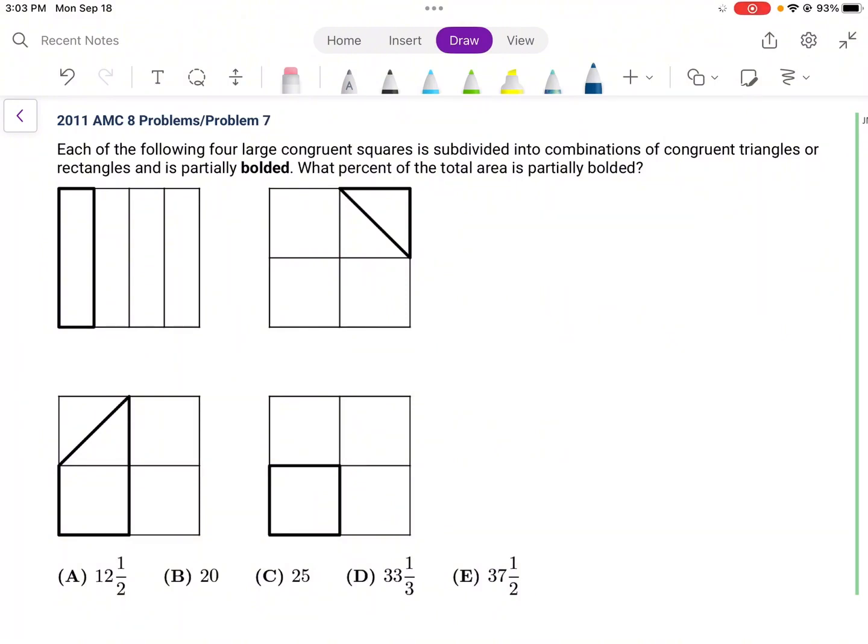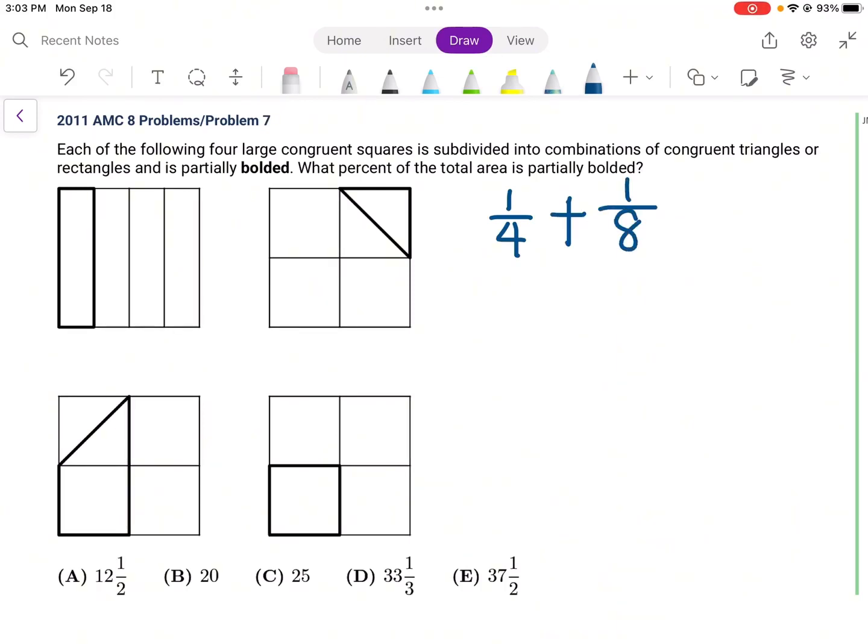Problem 7. Let's assume each of the 4 large congruent squares has an area of 1. For the first square, the upper left, the bolded area is 1/4 of the large square, and the second one on the upper right, the bolded area is 1/8 because it's half of the small square.